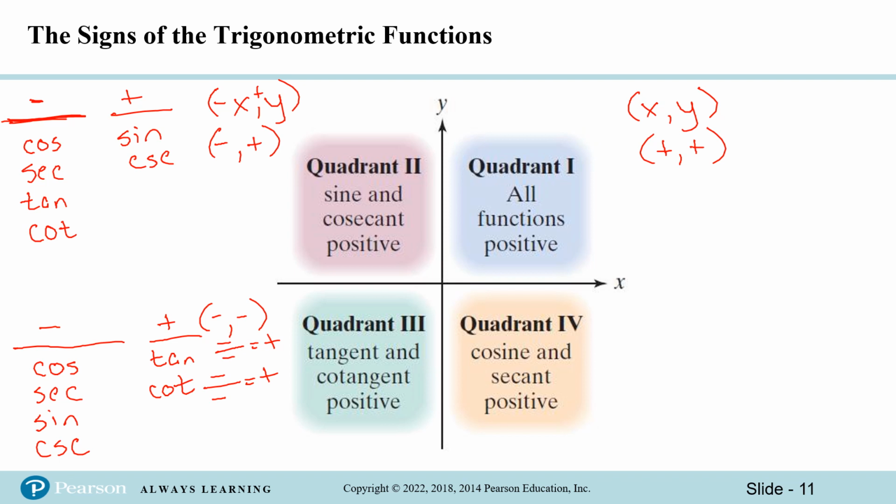And finally, quadrant 4. My x is going to be positive, my y is going to be negative. So what am I going to have for my negatives? Anything that has to do with y, which is the sine, the cosecant, the tangent, and the cotangent. And then the positives are going to be the cosine and the secant. Okay.